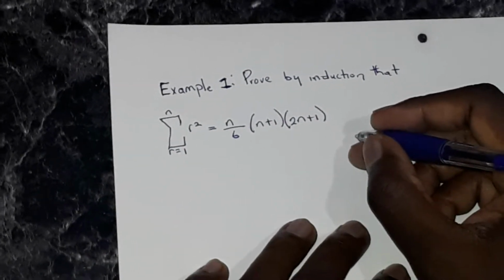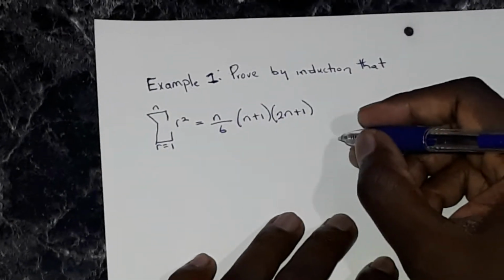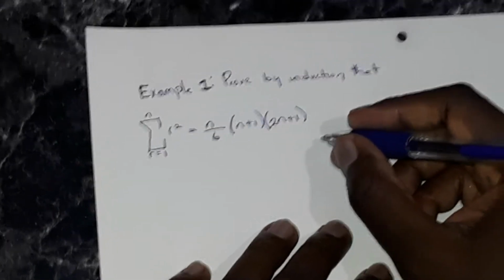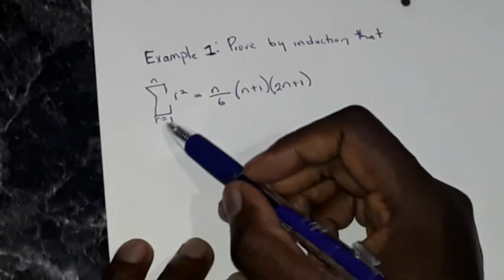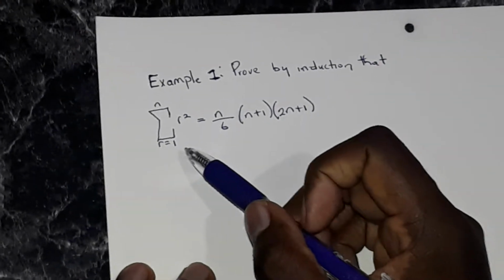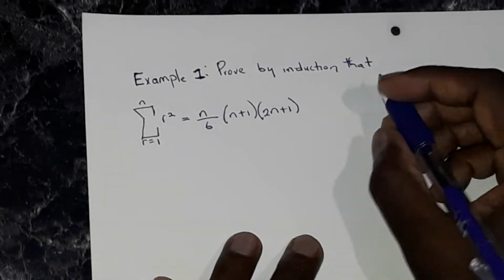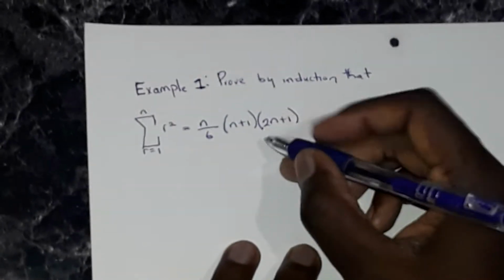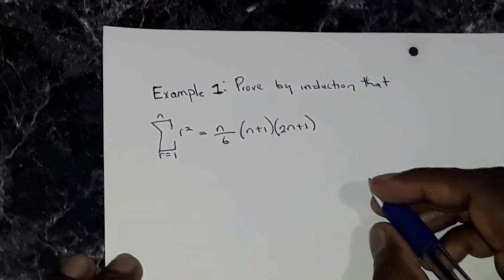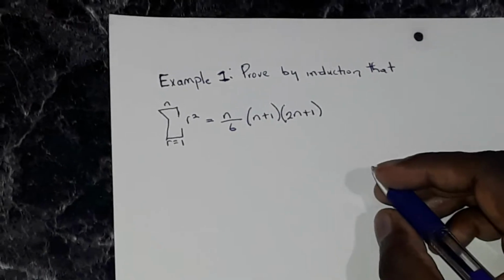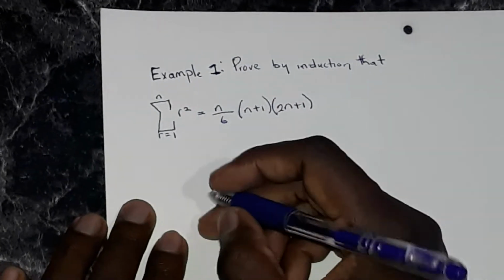Today we're gonna work a mathematical proof by induction of a quadratic series. It is given by the sum of integers from r equal 1 to r equal n of r squared, which is equal to n over 6 times n plus 1 times 2n plus 1. The first thing we're gonna do, which is step 1, is to let n equal 1.